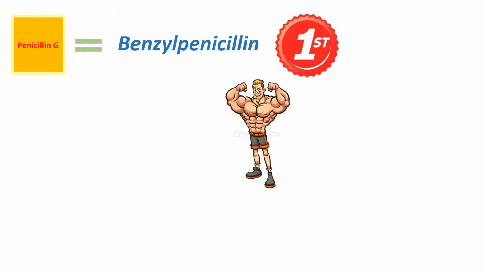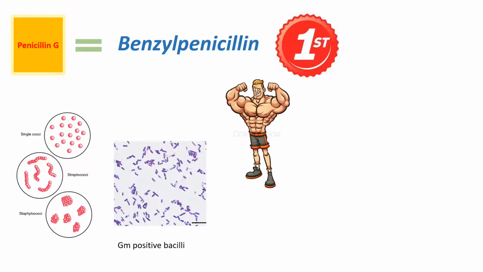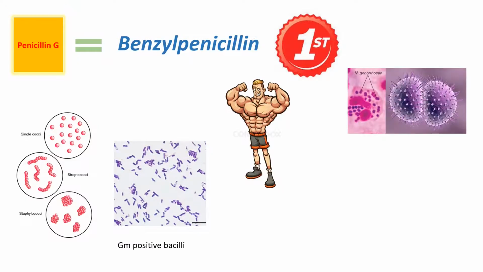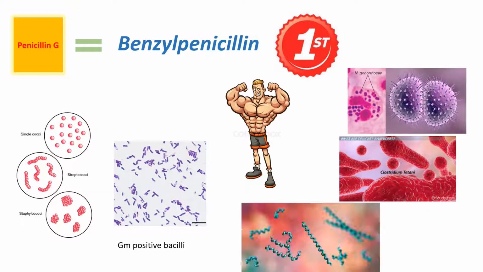Penicillin G is highly active against gram-positive cocci and gram-positive rods like Listeria. It is also active against gram-negative cocci such as Neisseria, most of the anaerobes like Clostridium, and spirochetes like Treponema pallidum.